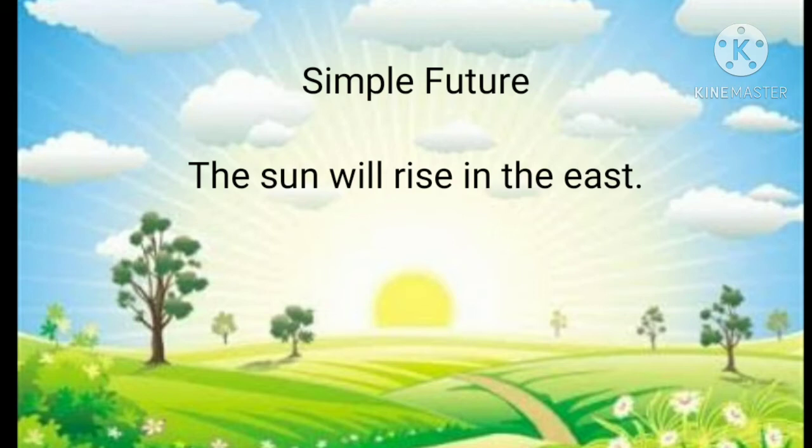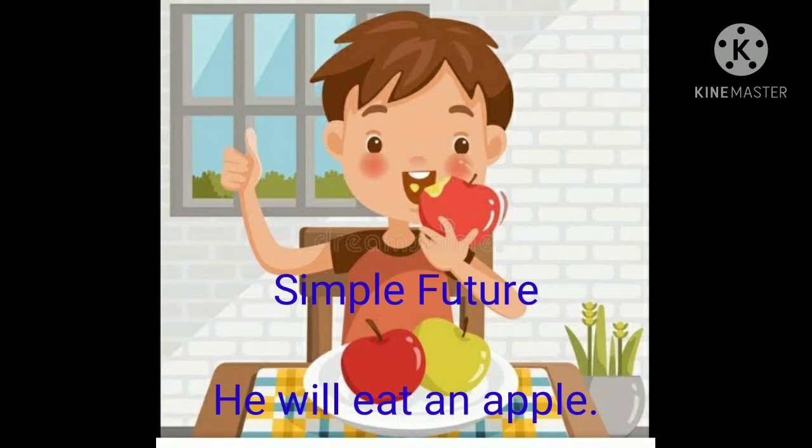So we need to keep in mind that when we are writing the simple future, we again write the verb of the present itself in the sentence, and before that we add will. So it is written like the sun will rise in the east. Now this will rise shows us that this action is going to be done in the future, tomorrow. Second example of simple future, he will eat an apple. So again here to show the future we need to write will before the verb. He is your subject, will eat is your verb, an apple is your object.